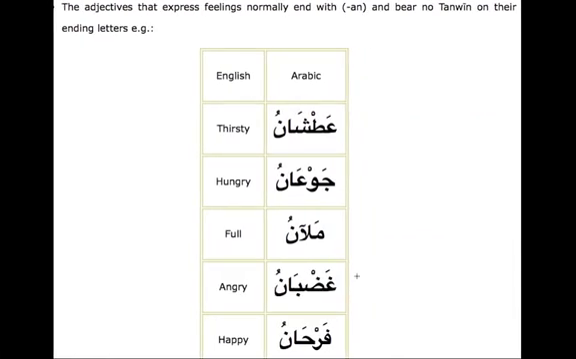Because the adjectives of feelings, like what we feel, hungry, thirsty, happy, angry, these feelings in Arabic, these are the adjectives which will have a single dhamma, and they are diptotes, like atshanu, thirsty, jaw'anu, hungry, mal'anu, full, ghadbanu, angry, farhanu, happy. So these are the adjectives which are associated with feelings, like rahmanu. So these are the words which are diptotes. So now we know three types of diptotes.